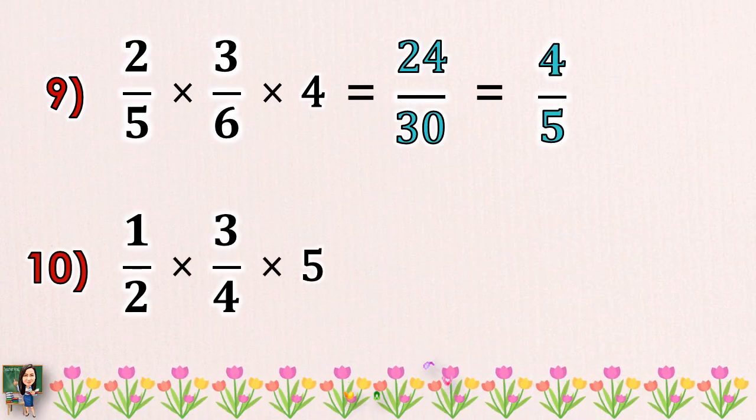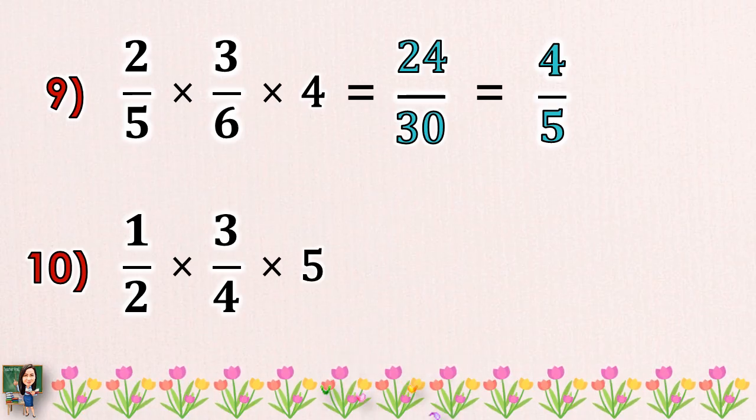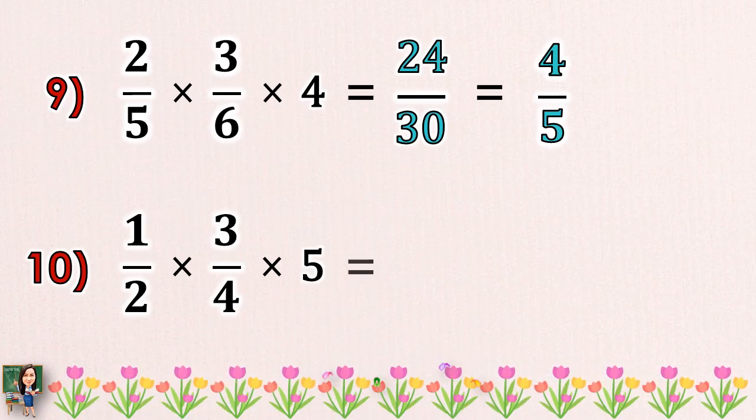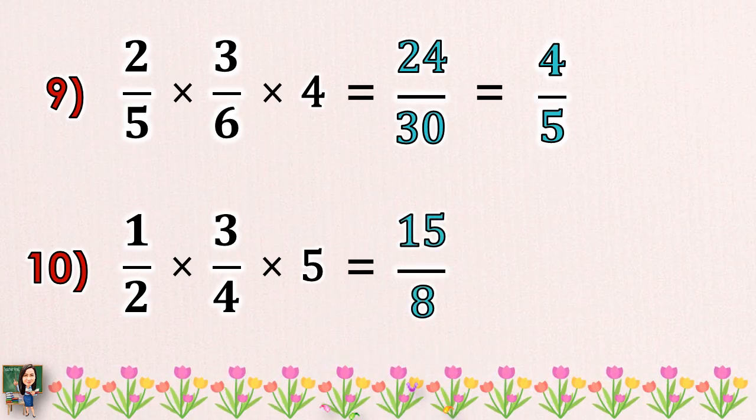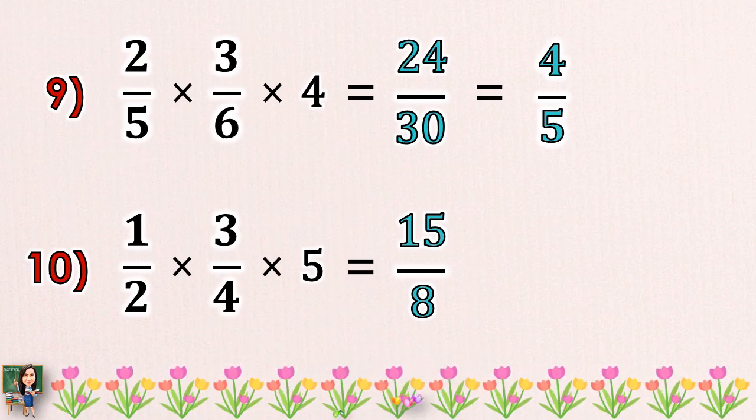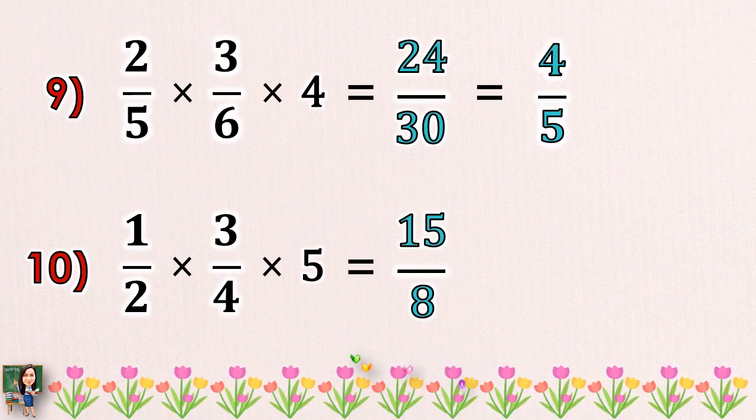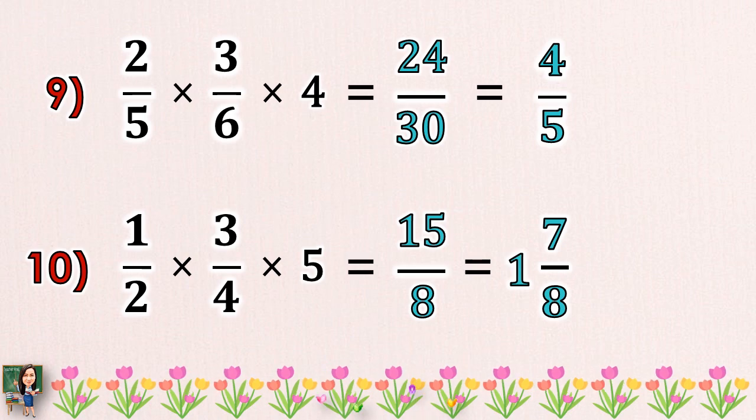Number 10. 1/2 times 3/4 times 5 equals 1 times 3 times 5 equals 15. 2 times 4 equals 8. 15 over 8. Change this to a mixed number. 15 divided by 8 equals 1 and 7/8.